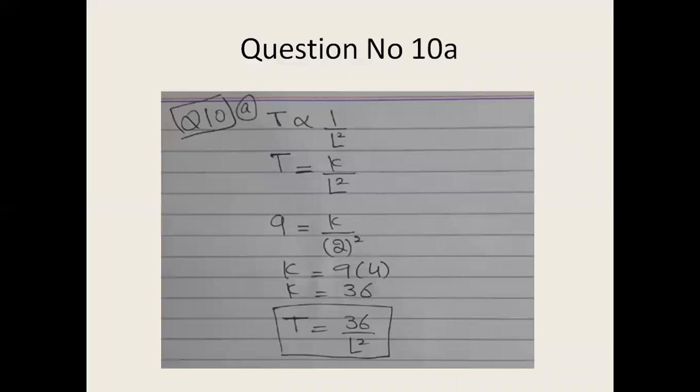Okay, so T is proportional to 1 by L squared. When you remove the proportional sign, you introduce an equal sign, and you introduce a constant also.